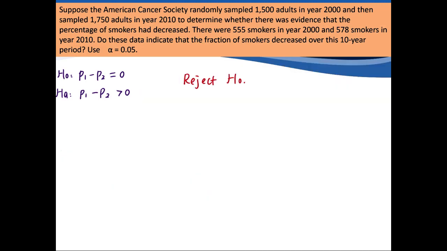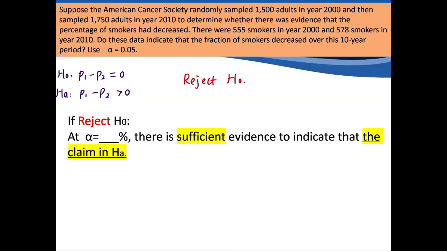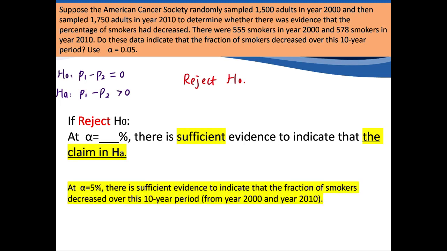And lastly, it's better to interpret the result. Reject H0 means there is sufficient evidence to indicate the claim in HA, which is that there is sufficient evidence to indicate that the fraction of smokers decreased over this 10-year period from year 2000 to the year 2010.